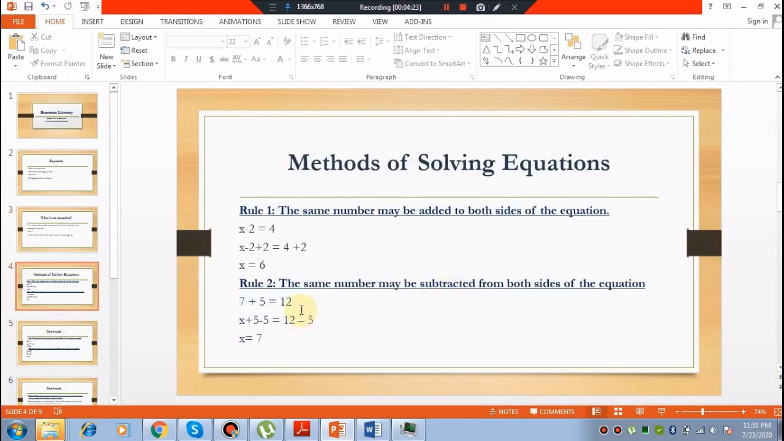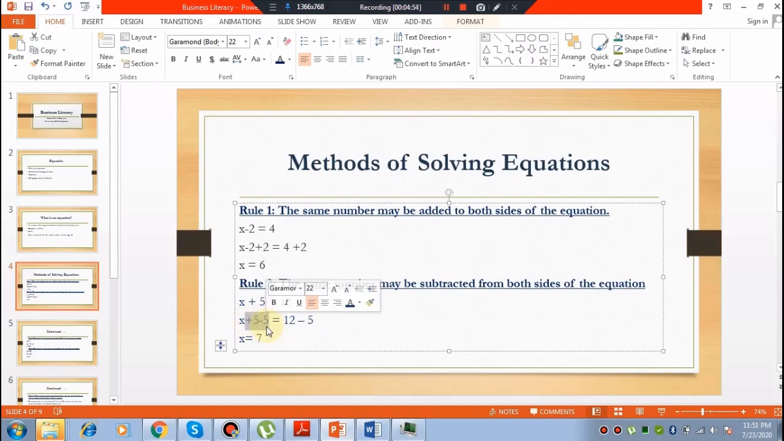Rule number 2 says that the same number may be subtracted from both sides of the equation. So for this, let's take x plus 5 equals 12. Now let's solve. x plus 5 minus 5 equals 12 minus 5. Plus 5 minus 5 is 0, so x is equal to 7.